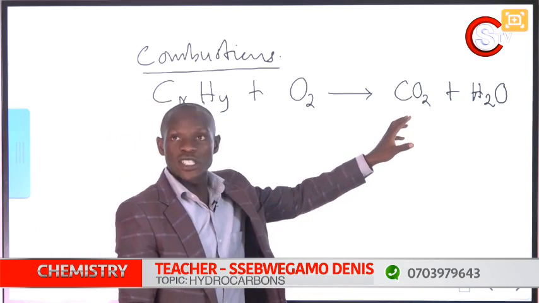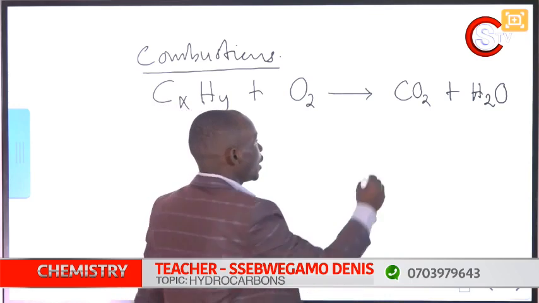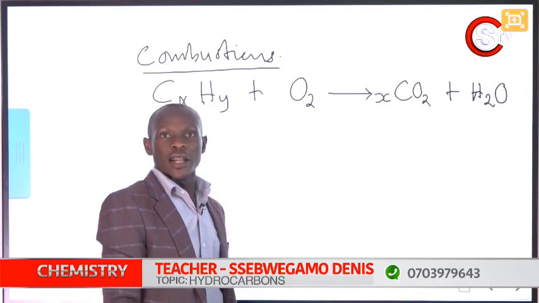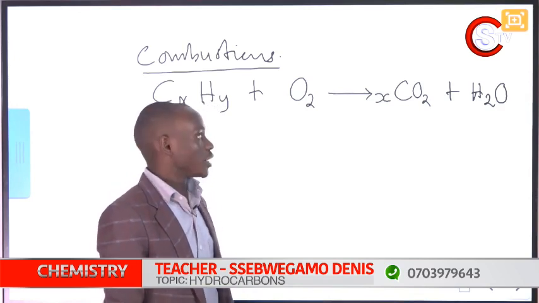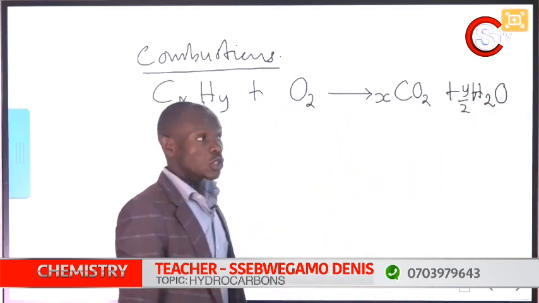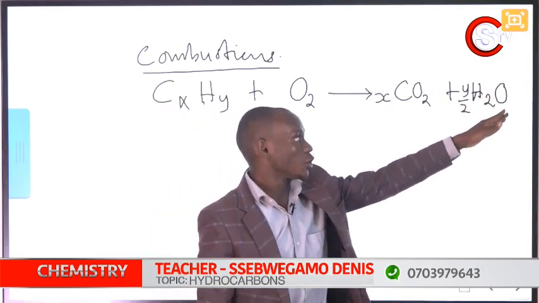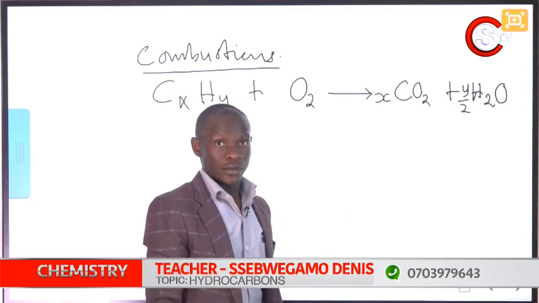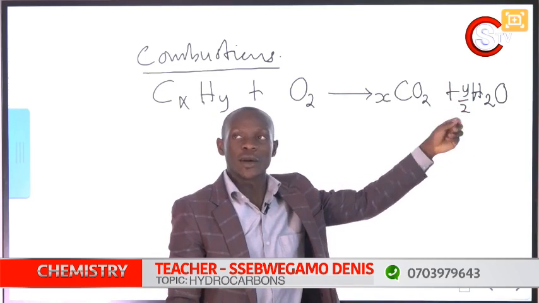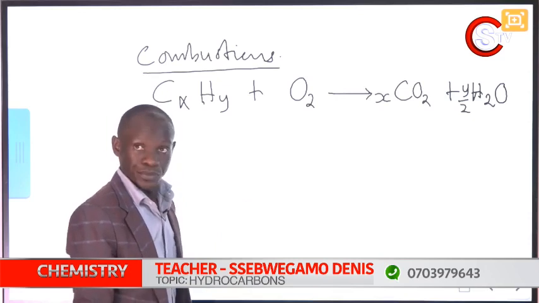But now, during combustion, the number of moles produced of carbon dioxide are specific, and we term them as x. And the amount of water is y over 2. So we are forming x carbon dioxide and y over 2 water. The y over 2 means the number of moles of water that are produced during combustion of a hydrocarbon.